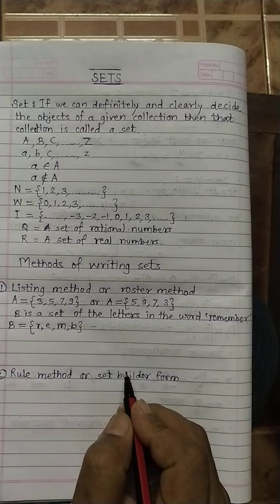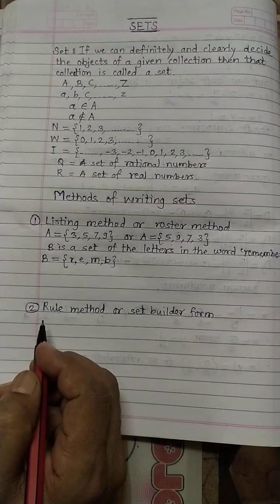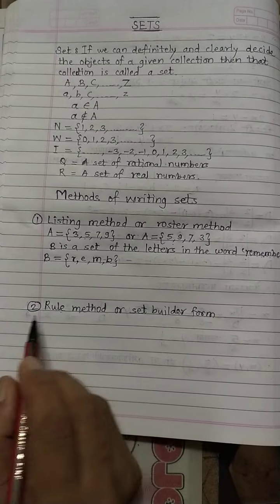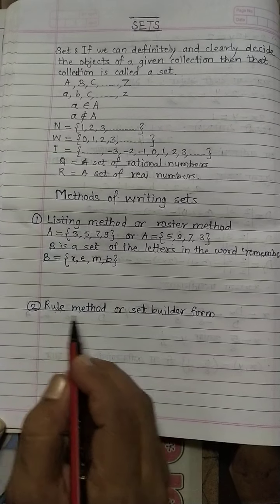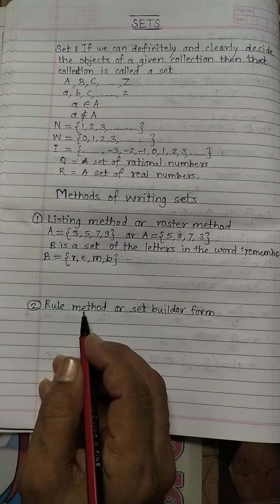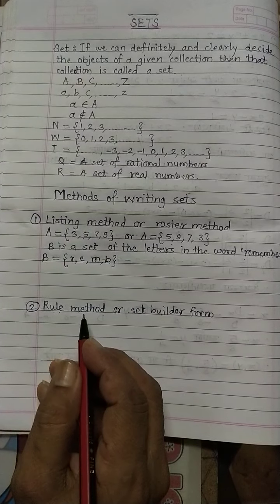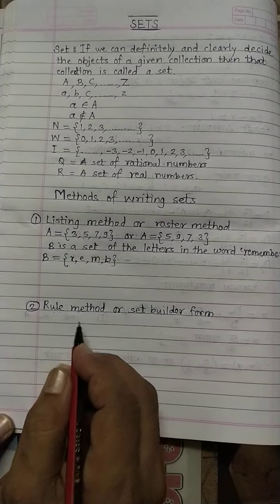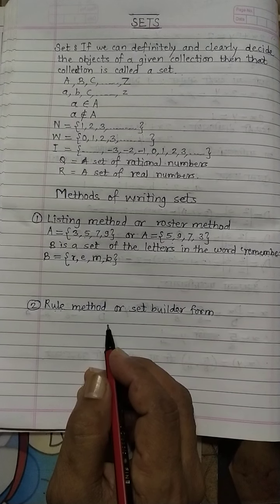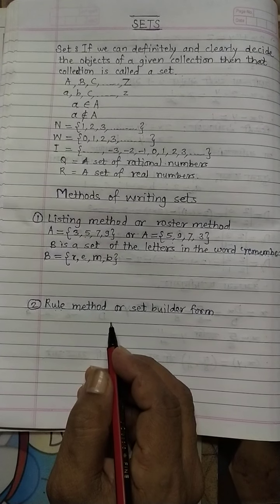Understood, students? Now friends, we are studying about our second method of writing sets, that is rule method or set builder form. In this method we do not need to write the list of elements, but write the general element using variable followed by a vertical line or colon, and write the property of the variable.